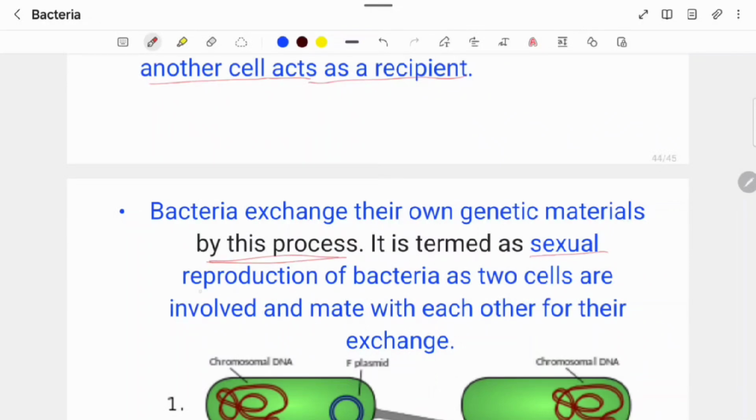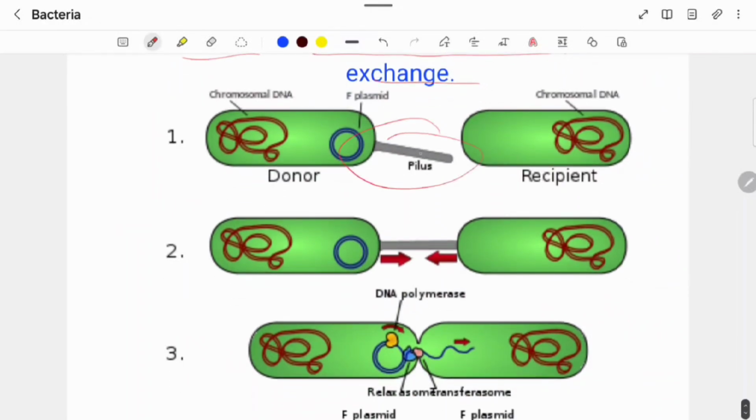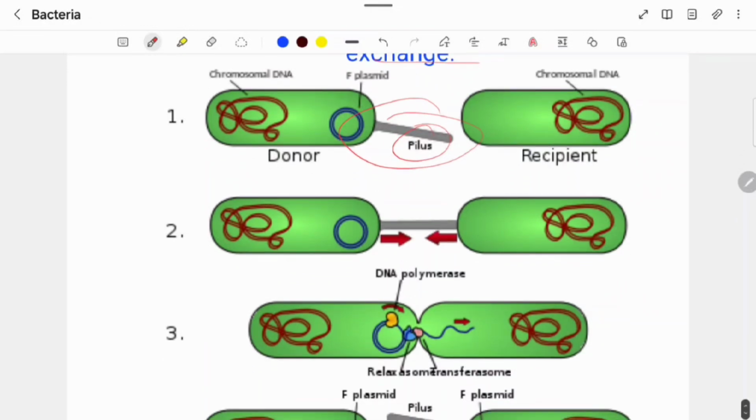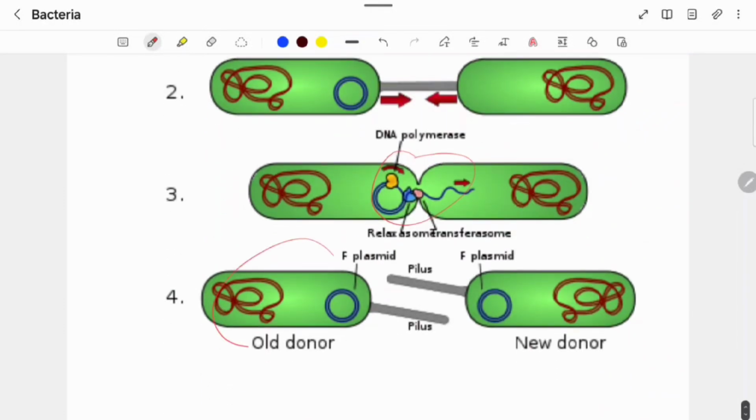It is termed as sexual reproduction of bacteria as two cells are involved and mate with each other for their exchange. This tube is called pilus, and this tube is connected with both the cells, and here you can see that chromosome DNA is transferring from one cell to another. This is old donor, pilus. This is new donor. A plasmid here also, and here also a plasmid.